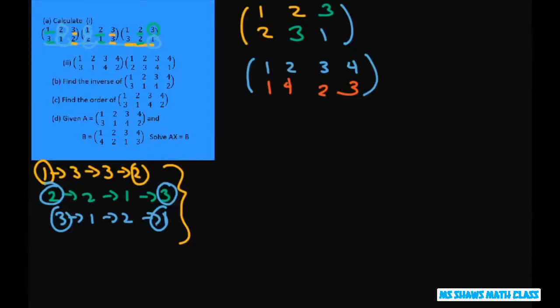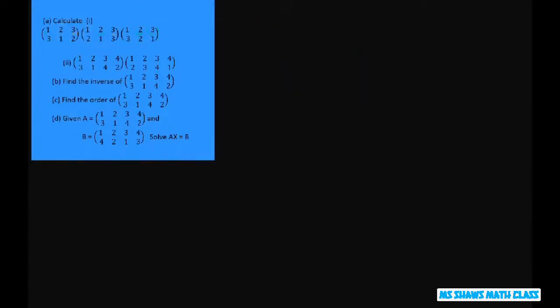All right. Now the second one says find the inverse of this. On the inverse, all you do is write 1, 2, 3, 4, and then just write the opposite of that. So that's going to be 2, 4, 1, 3. So that's all you have to do for the inverse. All right, next one, find the order.